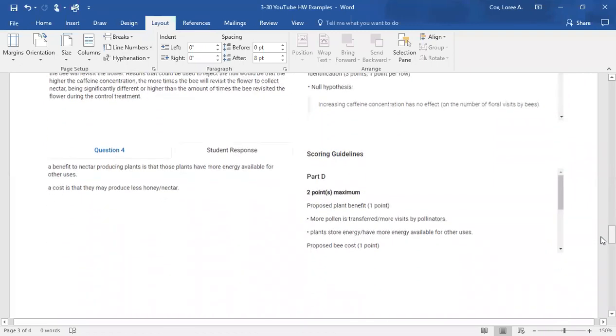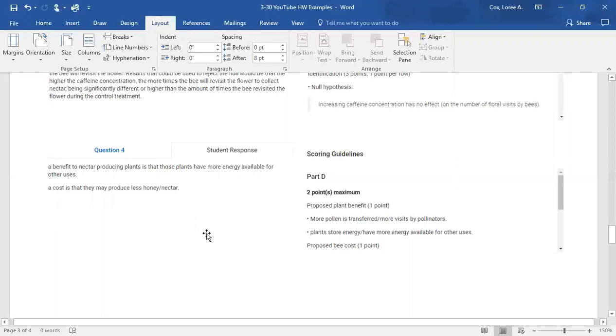Okay, so benefit to nectar producing plants is that those plants have more energy available for other uses. That is an exact verbatim statement from the scoring guidelines. This time this was given points, next time it will not. This needs to be reworded and elaborated on. Make sure that you're actually getting these points.